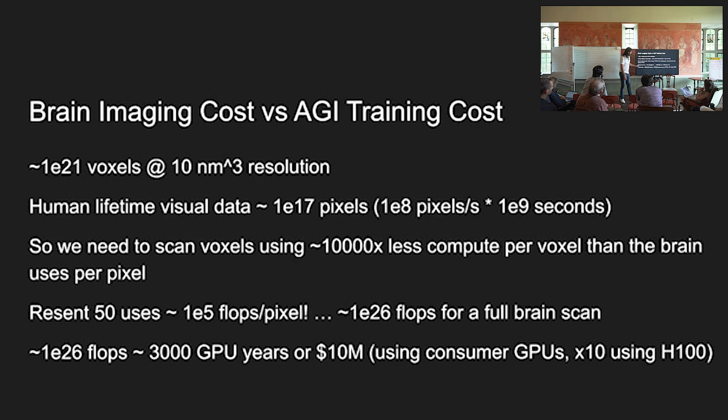That would equate to around 1e26 flops if you're using ResNet-50 to scan your voxel images converted to 2D. That's really about $100 million if you're using current H100s. If you were using the cheapest possible GPU that could work, like an RTX 4090, it would be reduced to 10 million. But that's a rough bound. This is probably in excess of GPT-4 training, but not dramatically so, maybe one order of magnitude. That's just the imaging cost.